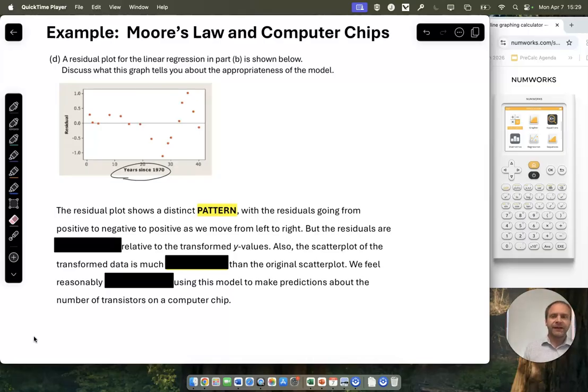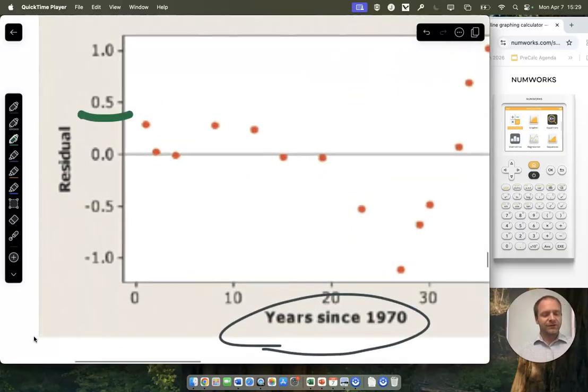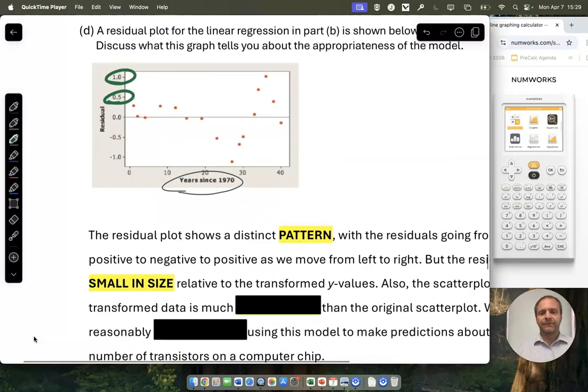Oh, that's not good. Can we see a pattern? It doesn't look bad right here. This is pretty good, but oh no, look at this. You have a distinct kind of pattern there. We don't like that. It's going from positive to negative to positive again, moving left to right. But the residuals are small in size. You can see that curved pattern, but look at the residuals. Those are pretty small numbers.